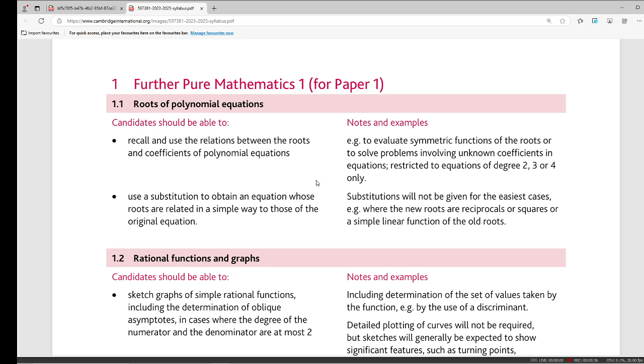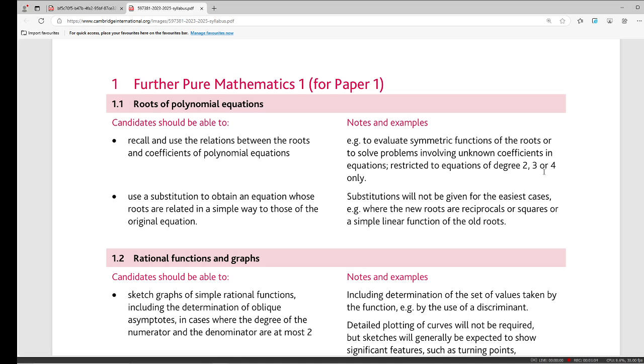So let's first start off with the syllabus and understand what we have to learn. We have to recall and use relations between the roots and coefficients of polynomial equations. It says to evaluate symmetric functions of the roots, or to solve problems involving unknown coefficients restricted to degree 2, 3 or 4, meaning it can only be asking of quadratics, cubics and quartics.